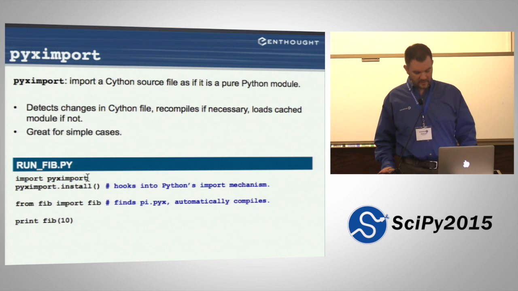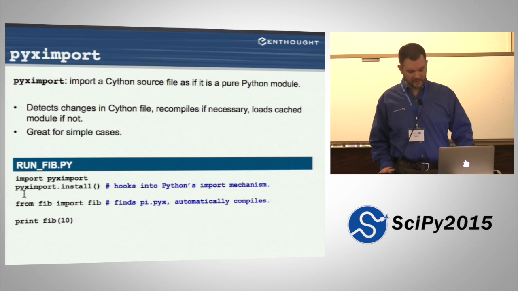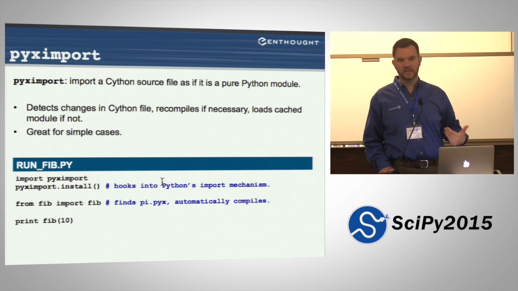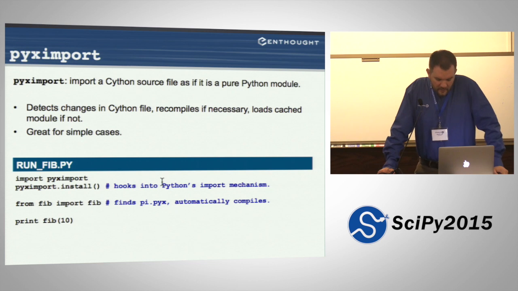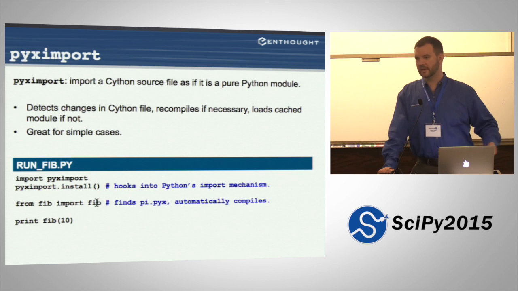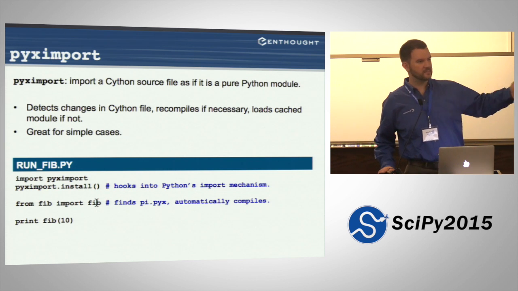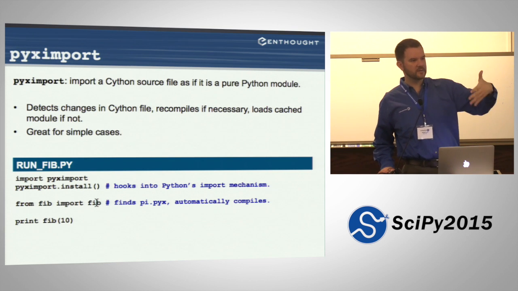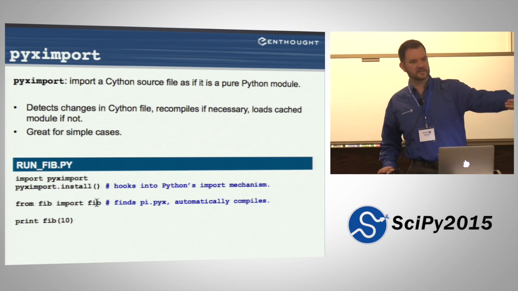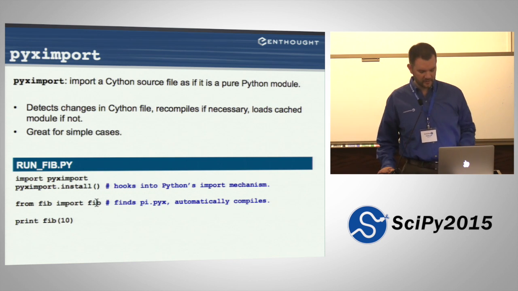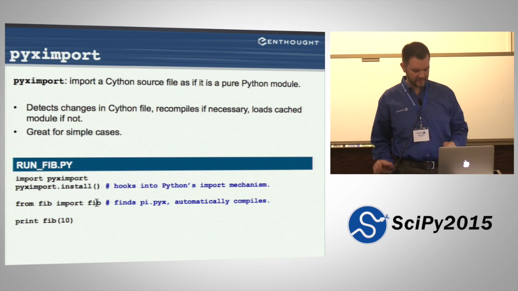So we have this import pyximport call at the top here, and we're just calling pyximport.install to get it set up. This will hook into Python's import mechanism. So now it allows us to say from fib import fib, or just import fib, or that sort of thing. And if there's a file called fib.pyx, pyximport will recognize that, compile it behind the scenes, stick that extension module somewhere, and then import that extension module for us. So it's taking care of the compilation step for us automatically.